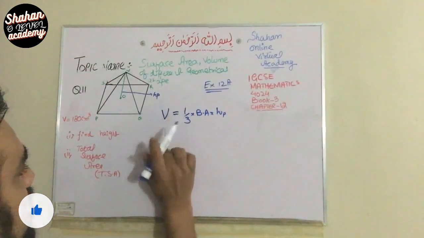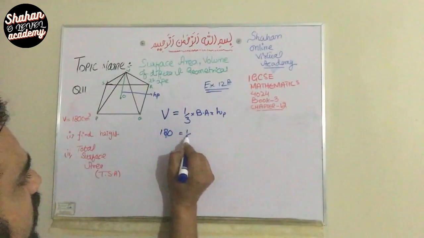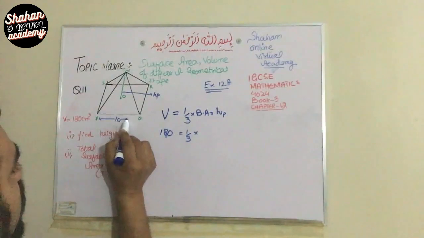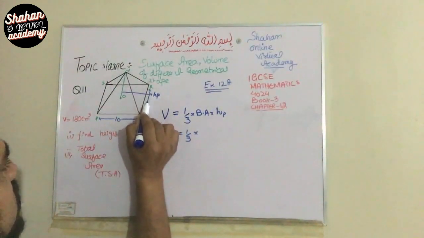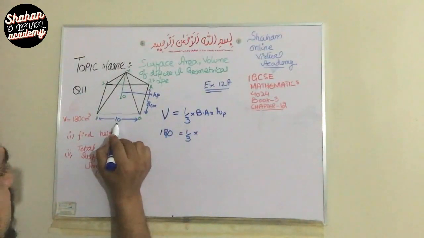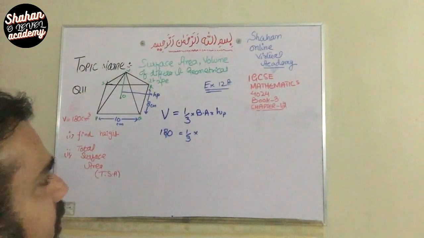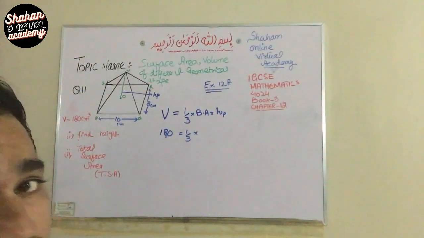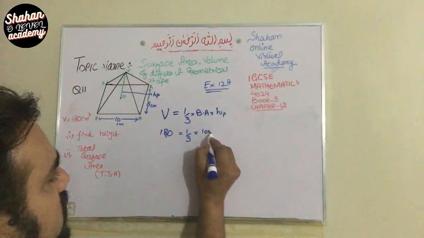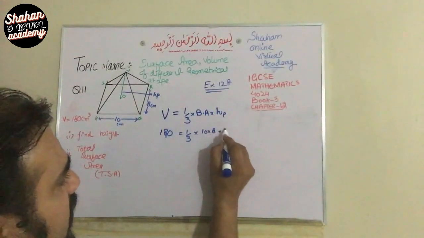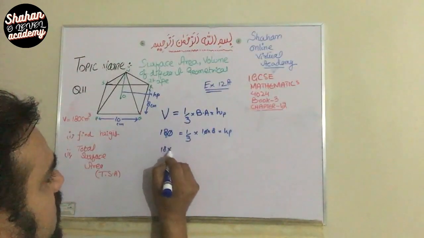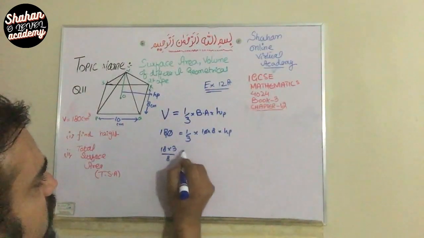Now we just put the values. 180 centimeter cube is given, 1 over 3 base area, which is given in the question. The length of the base of the pyramid is 10 centimeter, and the breadth of the base of the pyramid is 8 centimeter. Okay, so we just put the values: length times breadth, times height. It's 180 multiplied by 3 divided by 80.